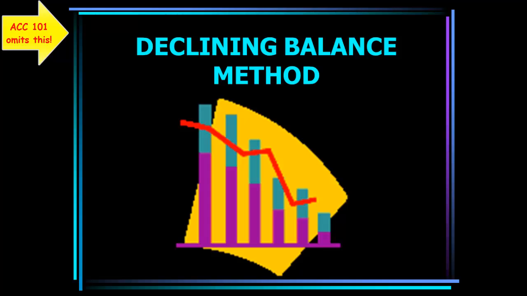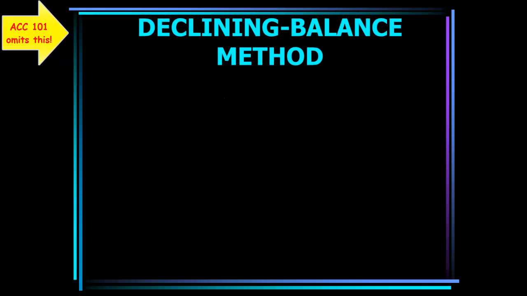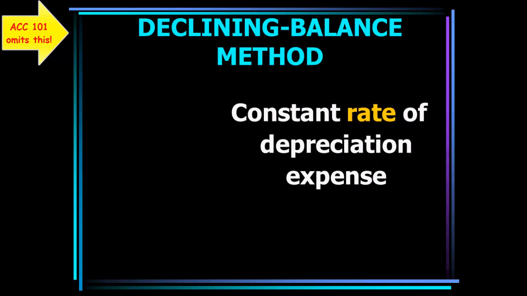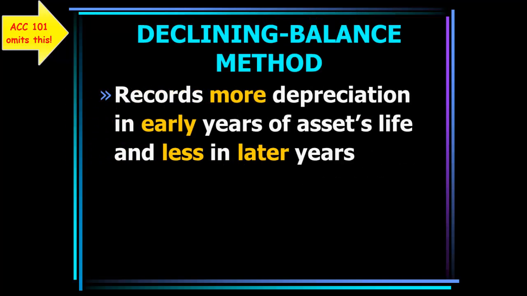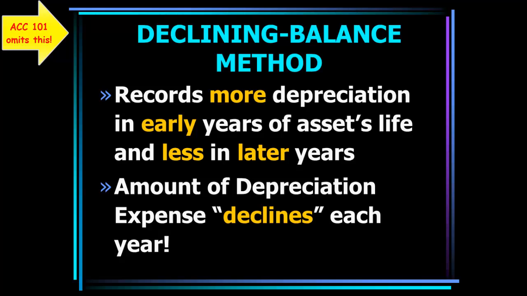The method we are going to talk about is called the declining balance method. Specifically, we're going to do something called the double declining balance method. The double declining balance method gives me a constant rate of depreciation expense. Not a constant amount, but a constant rate. We will record more depreciation in the early years of the asset's life, less in the later years. So we will see the amount of my depreciation expense decline over time.